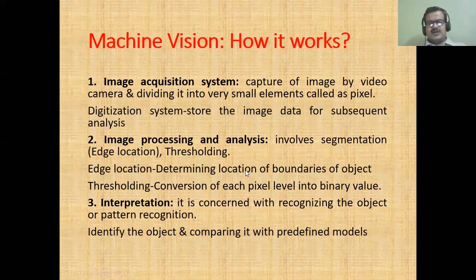Edge location is determining the location of boundaries of the object basically, right? Thresholding is conversion of each pixel level into a binary value. Binary value is in the form of 0 or 1, here darkness and brightness, so a black spot or a bright spot. Then third is interpretation. It is concerned with recognizing the object, or pattern recognition, to identify the object and compare it with the predefined models in the system.